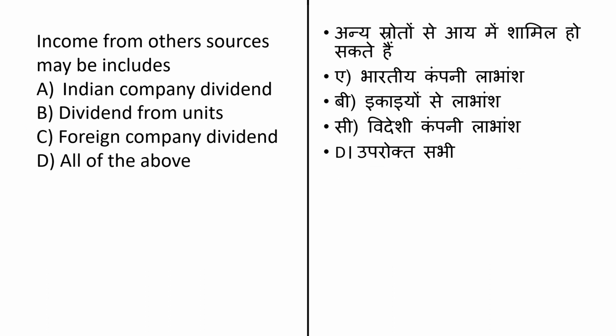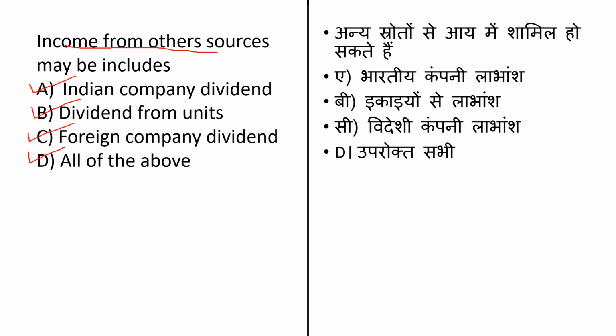Income from other sources may include, here they ask you about the income from other sources head, which is one of the heads under the income statement. The first option is Indian company dividend, second option is dividend from units, third option is foreign company dividend, and the last option is all of the above. We will see the options, but first you have to understand the question. Once you understand the question, then only go to the options.